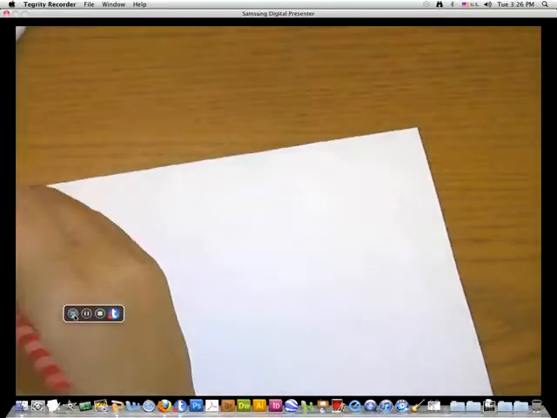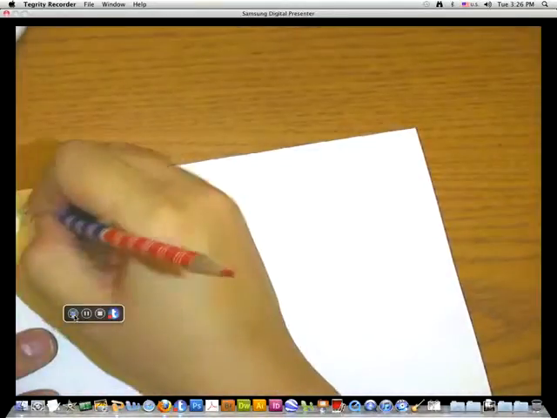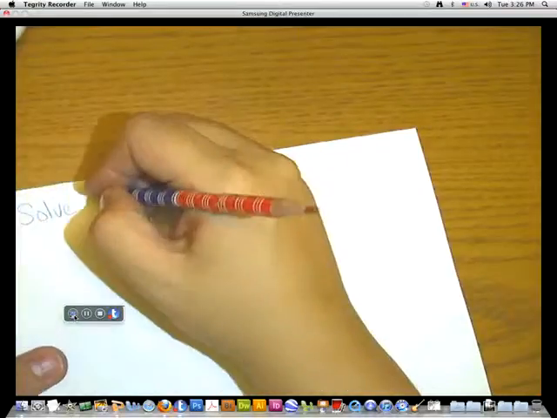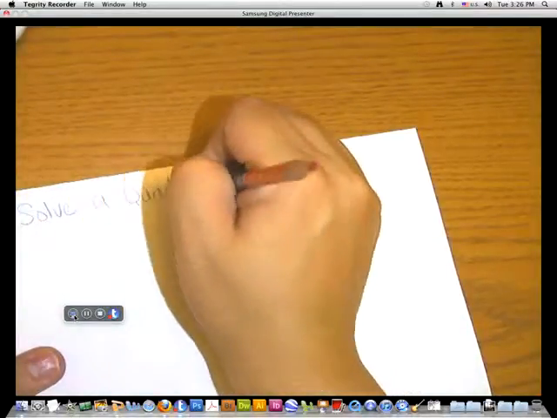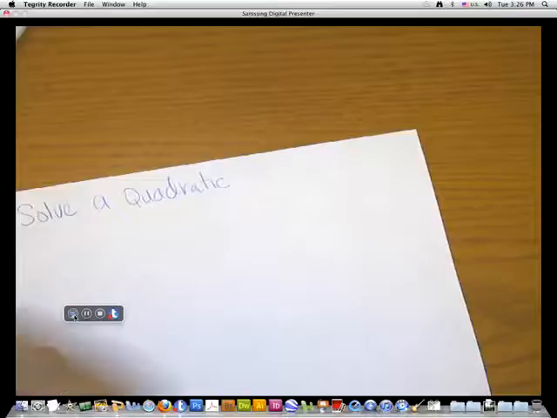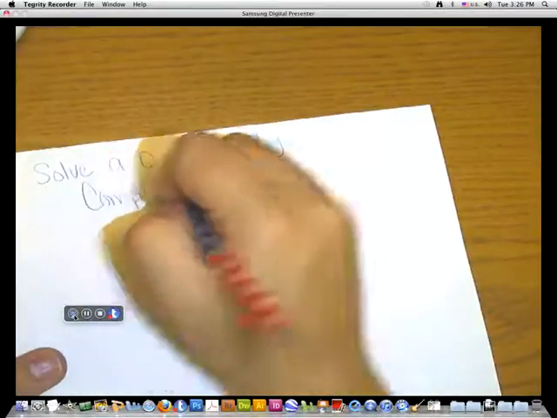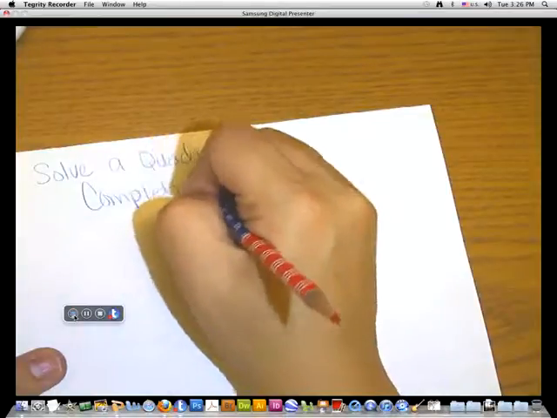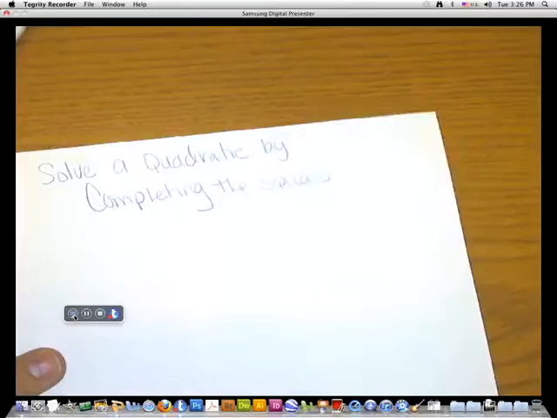All right, we have 5.5. 5.5, we're going to solve a quadratic. Now, we've already solved a quadratic by factoring, but sometimes factoring doesn't work. So this time we're going to solve a quadratic by completing the square.